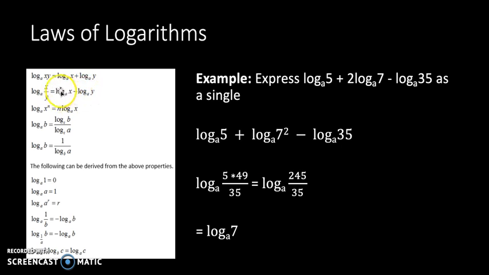We also know when we have a log minusing another log of the same base, we can write them as one being over the other. So this log of 7 squared is minusing the log of 35. So it's going to be 7 squared, which is 49 over 35, and we can put it into this single logarithm function to get 5 times 49 all over 35. And then we can just simplify this, so it turns out to be the log of a, and then 5 times 49 is 245, and we're just going to leave the 35. And then we can further cancel these down just to get the log of a equals 7.